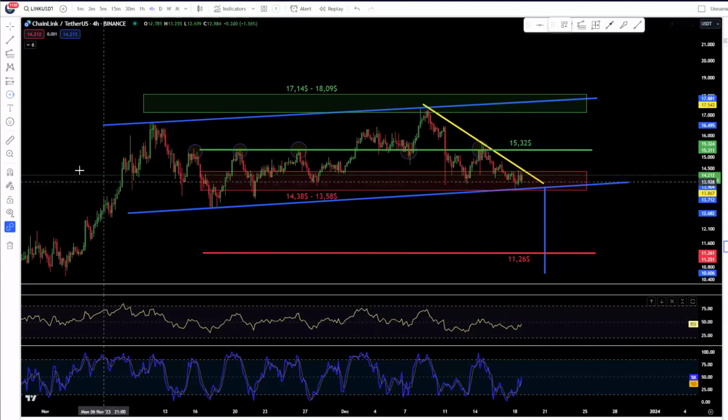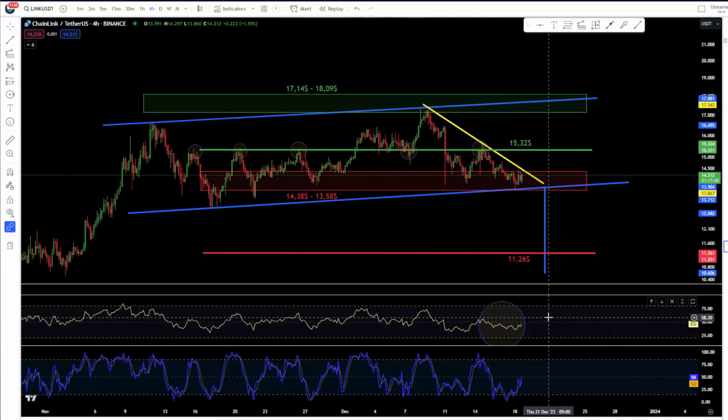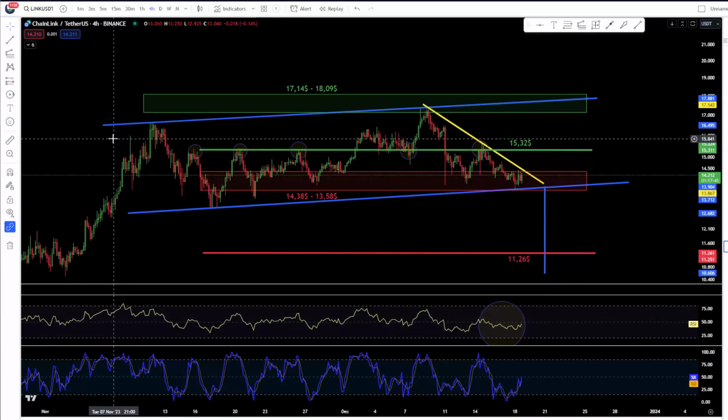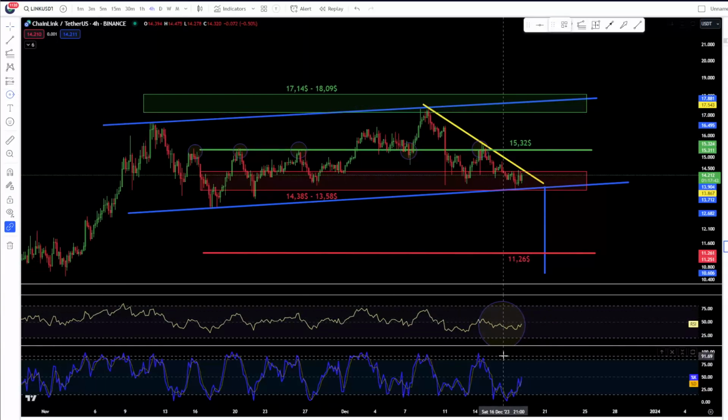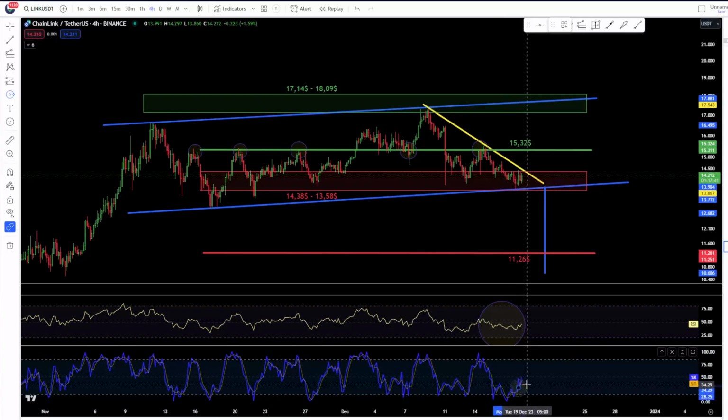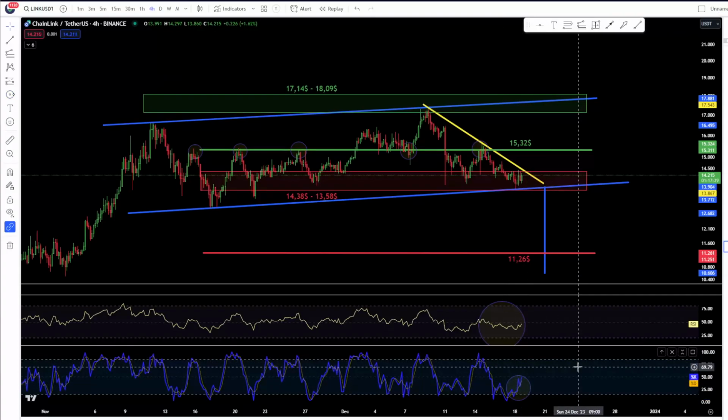Please look at the RSI indicator because you can see movements around the middle of the range, while the stochastic indicator, despite the increase, does not show a significant price increase on the chart, which may translate into further declines and an attempt to leave the channel at the bottom.